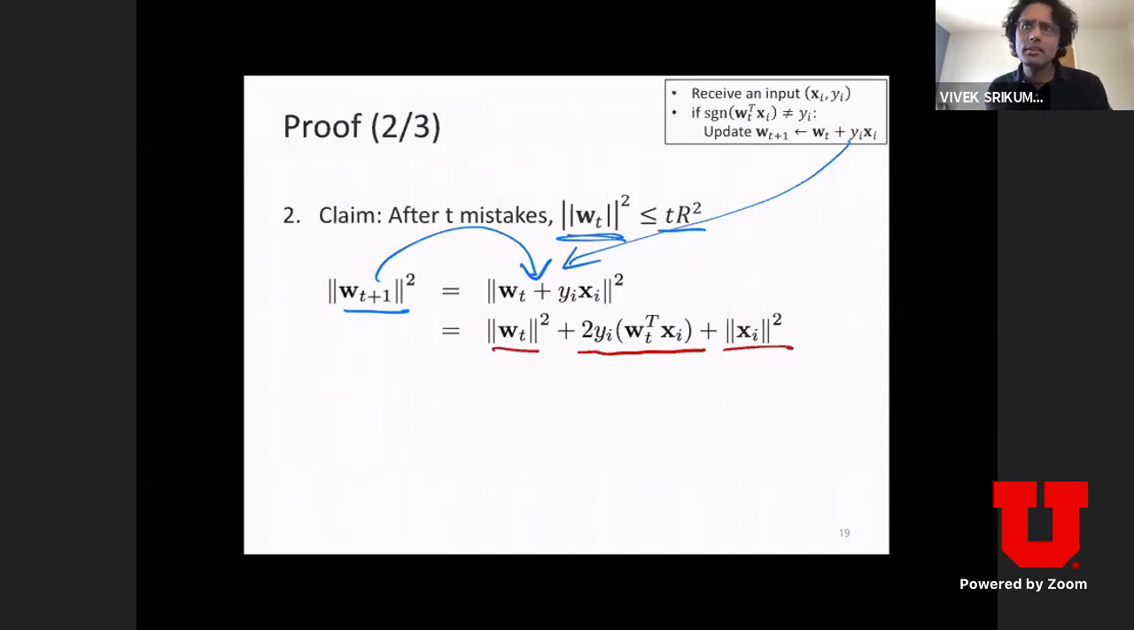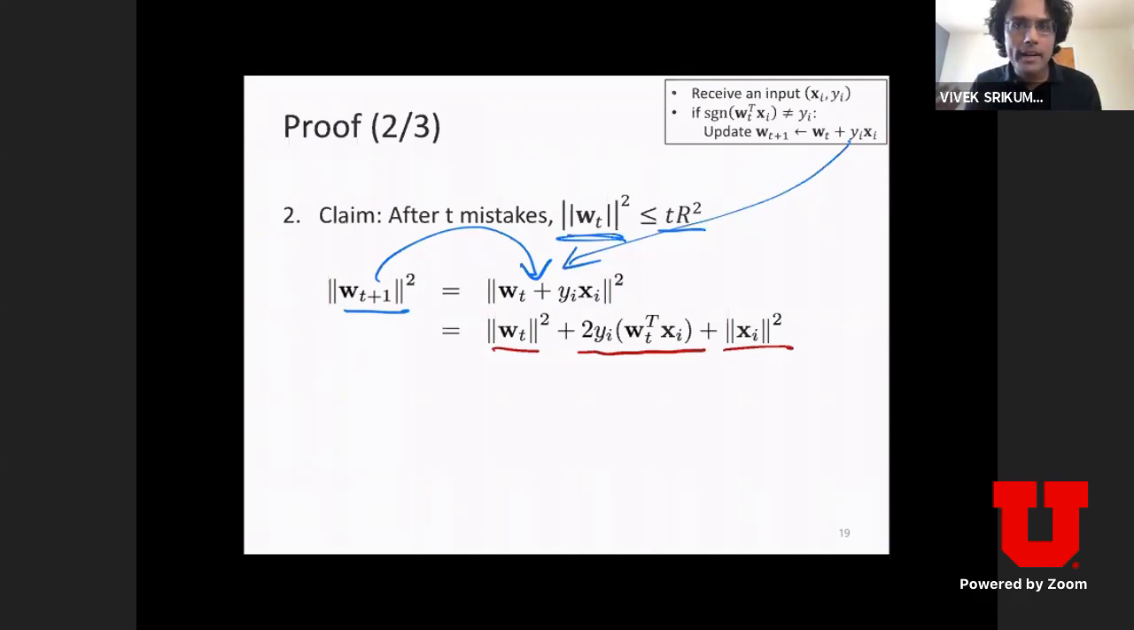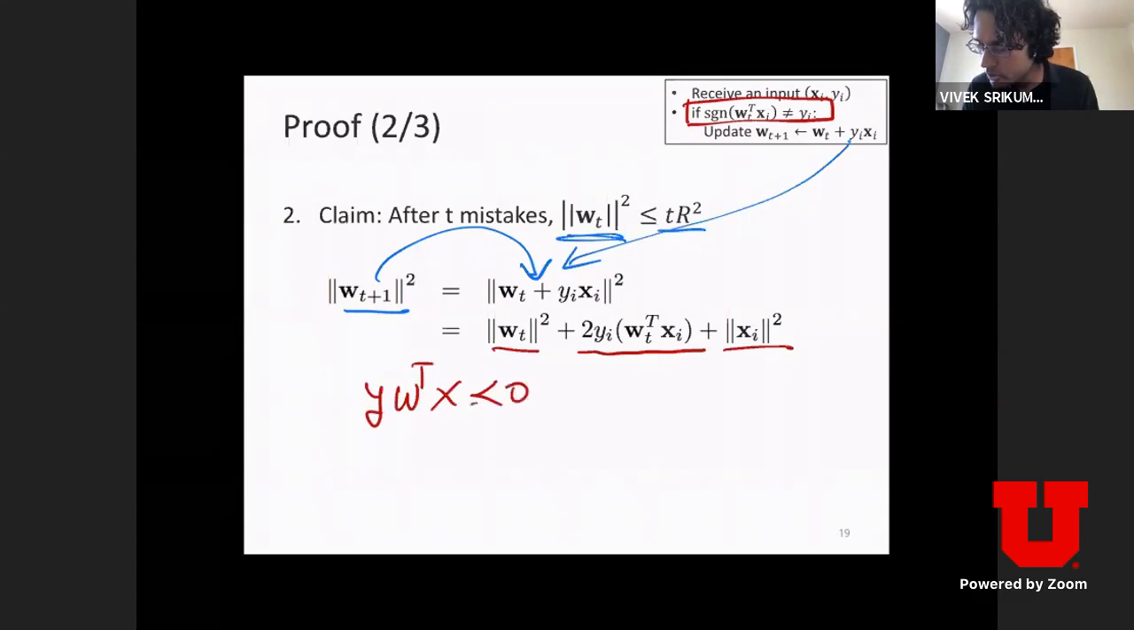Well, let's examine this a little bit more carefully. Why did this update happen? The update happened because there was a mistake. What does it mean when there's a mistake? It means y w transpose x is negative. So this quantity is negative, right? Second thing, by assumption, this quantity is less than r squared.